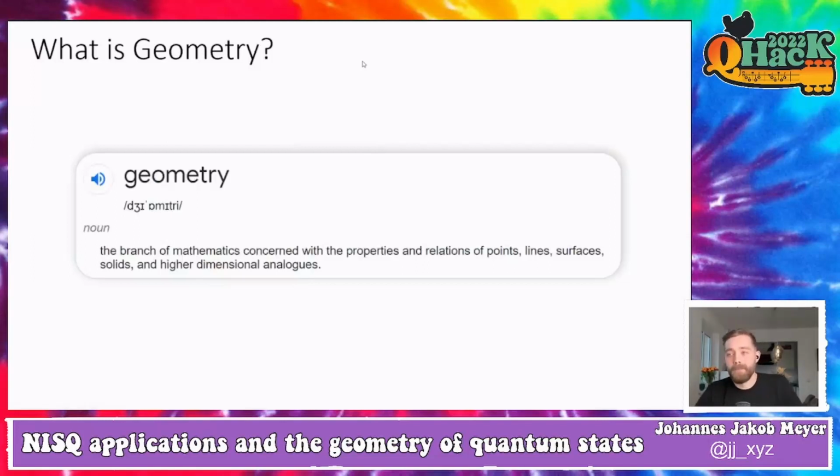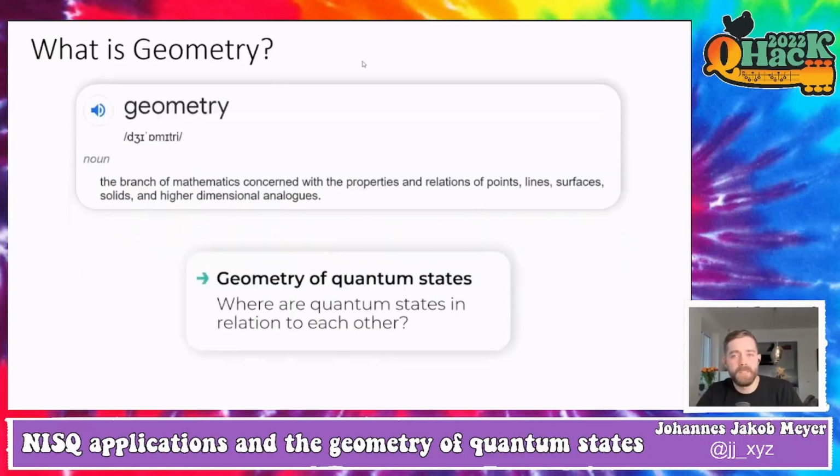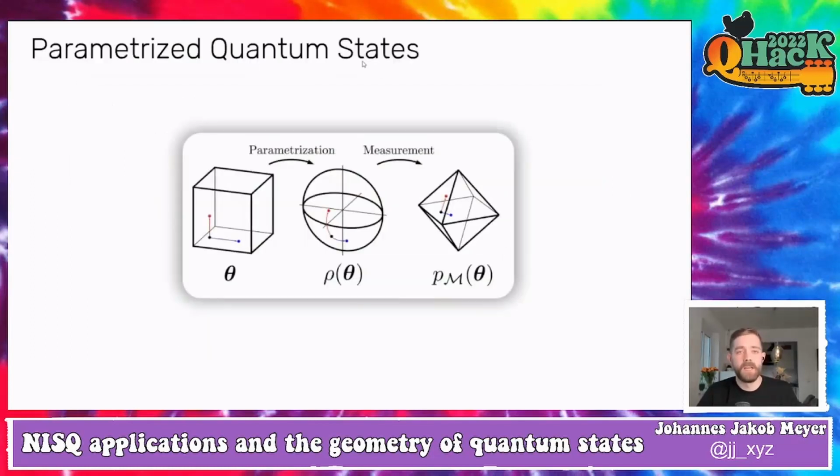Google tells me that geometry is the branch of mathematics that is concerned with the properties and relations of points, lines, surfaces, solids, and higher dimensional analogues. And this kind of means that the geometry of quantum states means where are quantum states in relation to each other. And in our case, because we are interested in NISQ applications, we talk about parametrized quantum states. And this means we actually have 3 different arenas we care about.